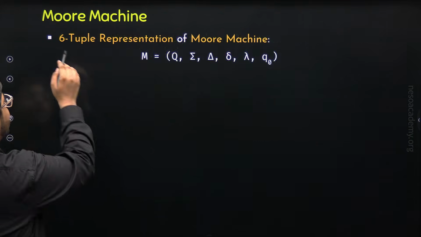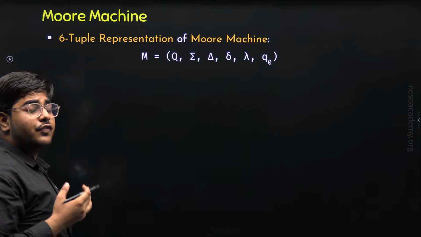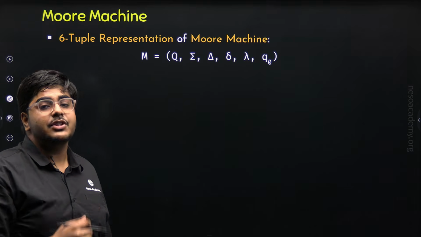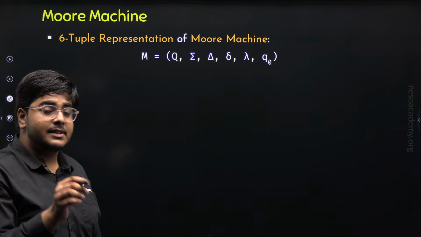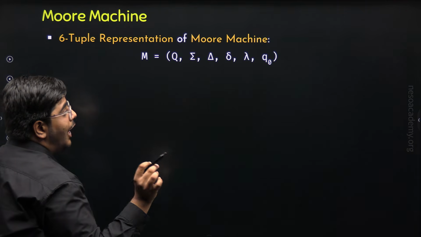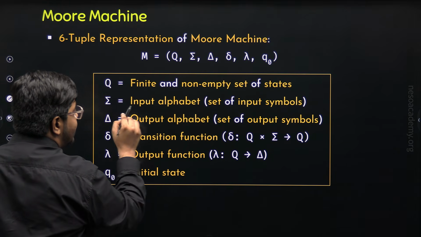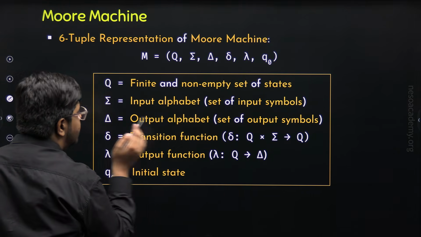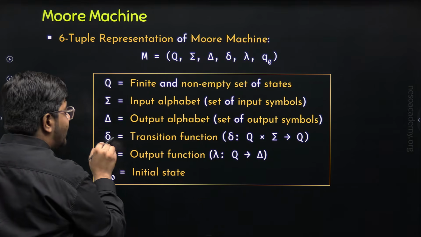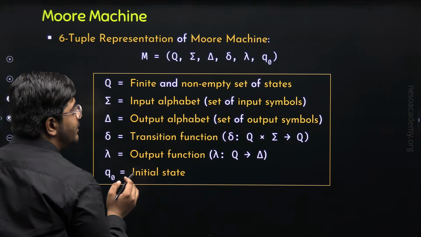Now let's talk about the six-tuple representation of a Moore machine. Six-tuple representation of a Moore machine is exactly same as the six-tuple representation of a Mealy machine. There is only one difference, and that difference comes with the lambda, that is output function. So Q is the set of states, sigma is the input alphabet, which is the set of input symbols, capital delta is the output alphabet, which is the set of output symbols. Transition function is same as the transition function of a DFA and of a Mealy machine.